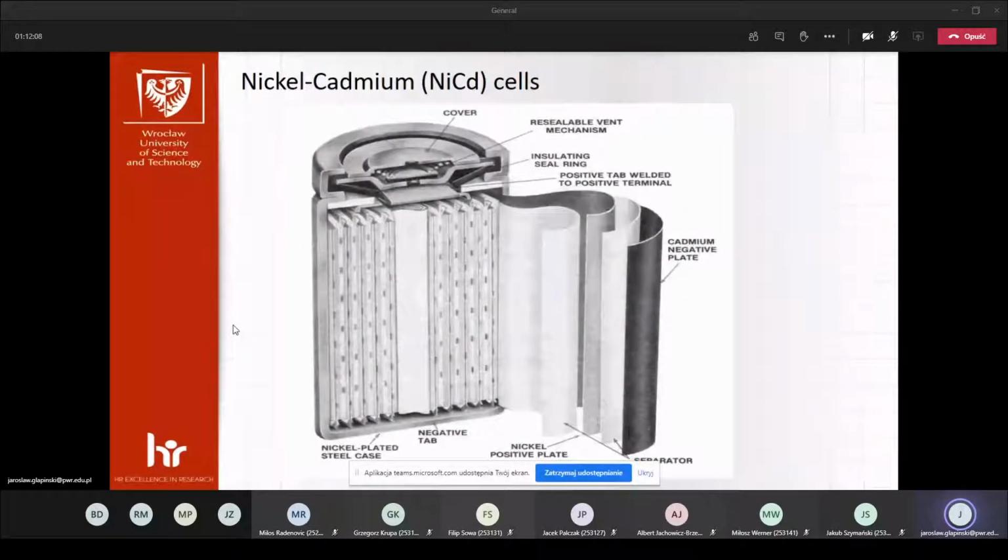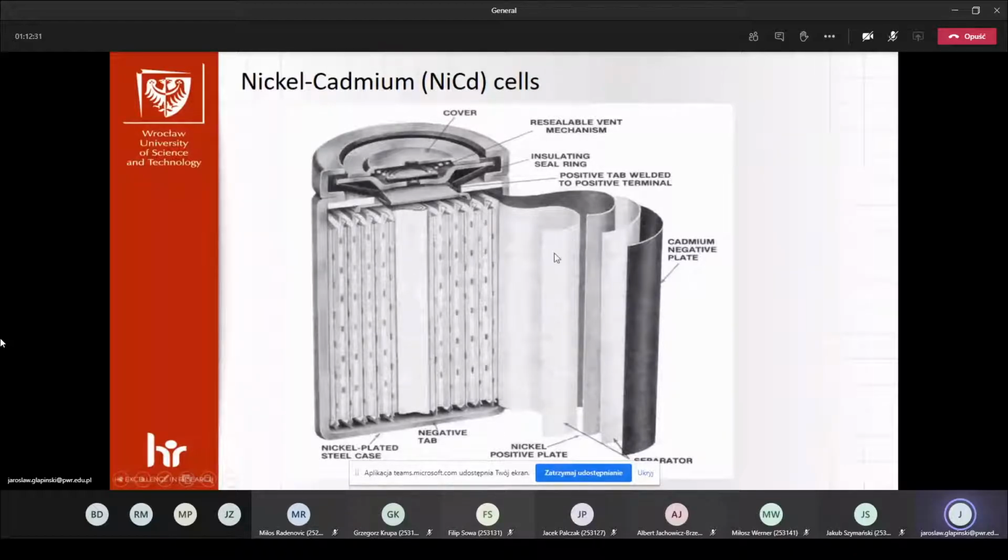And this is the example of how it works. So we've got the plate of cadmium, which is negative, and some plate of nickel. Yes, this is the plate of nickel. Of course, we've got some separation between them and acid inside.